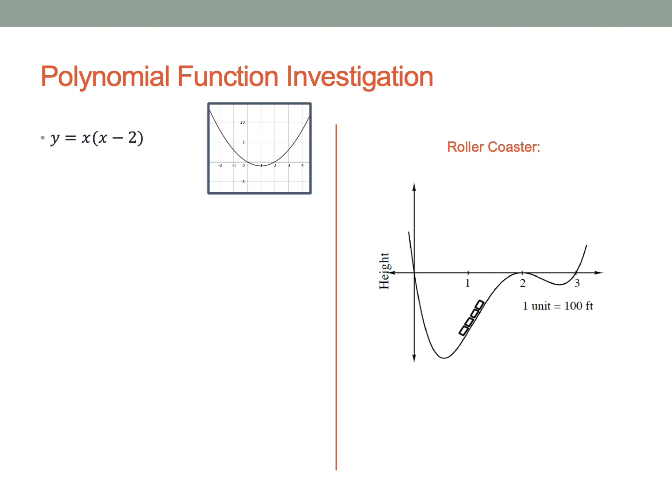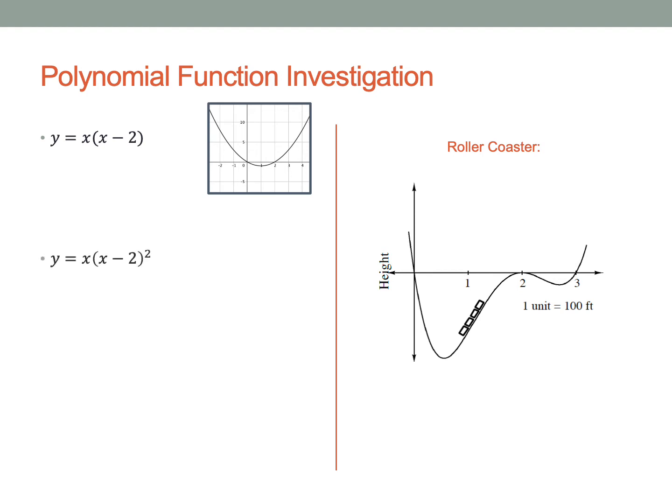The end behavior is the same, right? They're both pointing in the same direction, both pointing up, and they have 2 x-intercepts in common, right? The roller coaster that we have has 3, so the parabola is really missing that third x-intercept that we want, the x-intercept of 3.